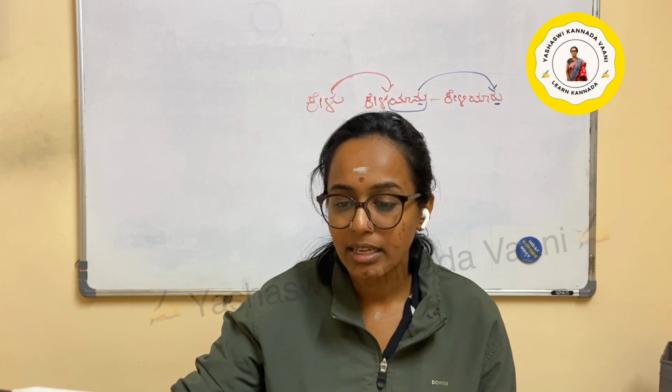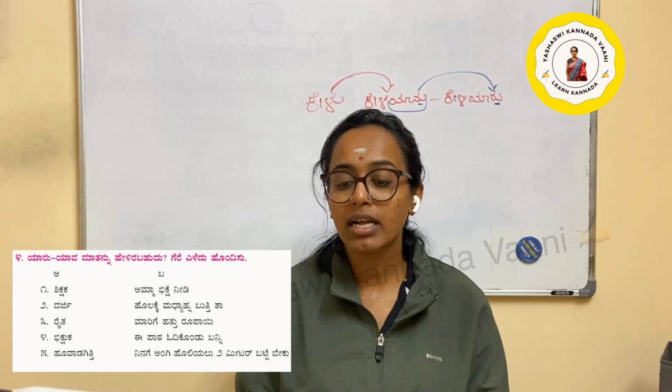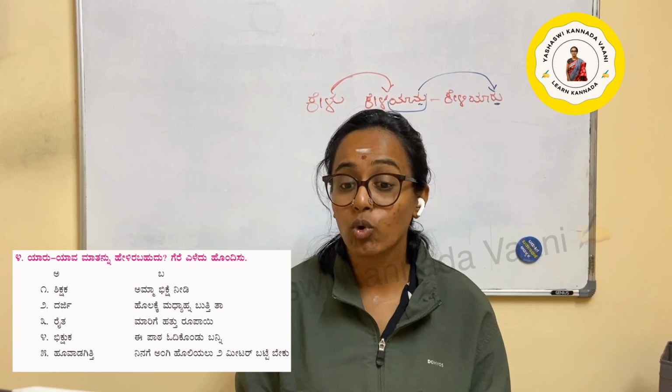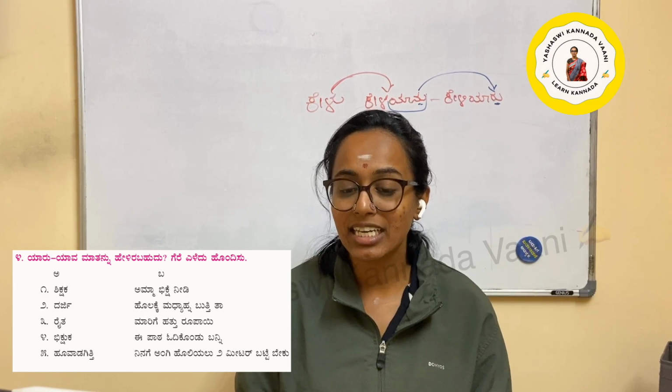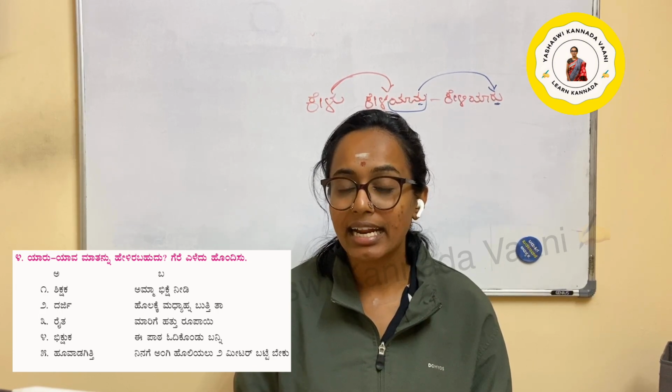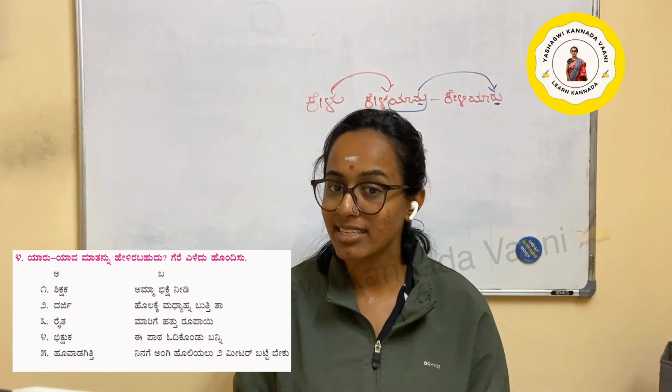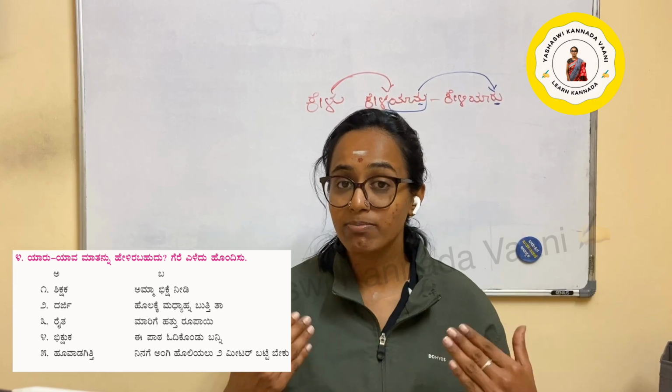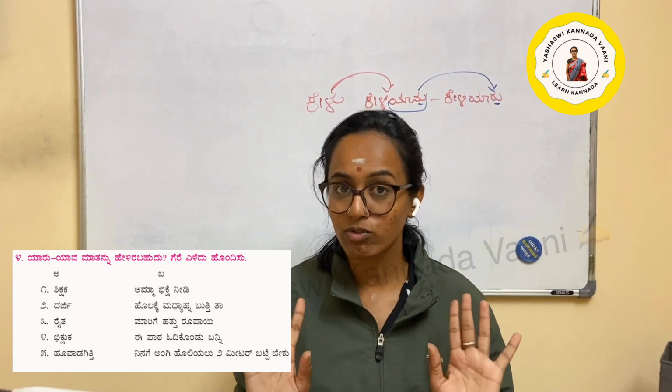Yes. Okay. Who might have told this one? Shikshaka is a teacher, Darji is a tailor, Raita is a farmer, Bhikshuka is a beggar, Huvadagiti is the one who sells the flower. So you have to just match it, okay? I'll say the meaning, you have to match it.